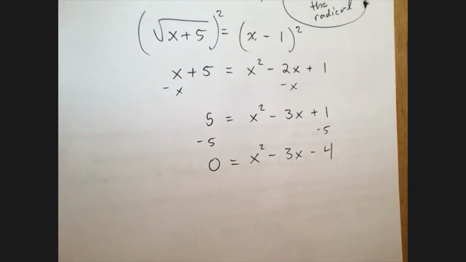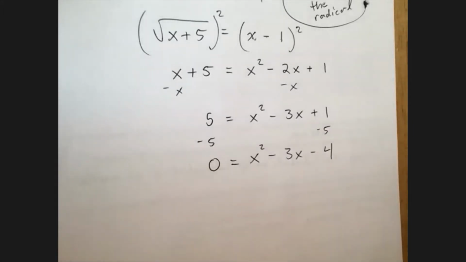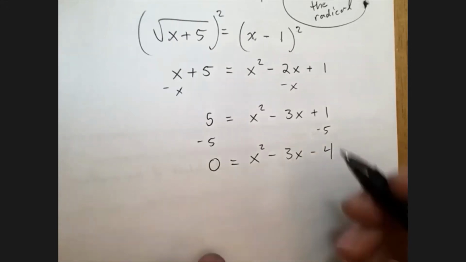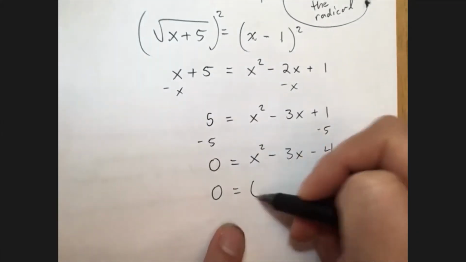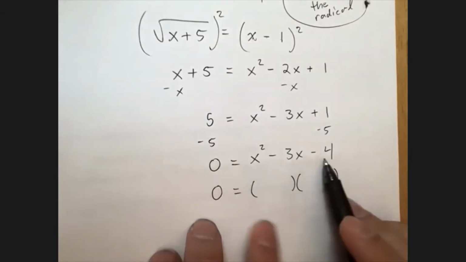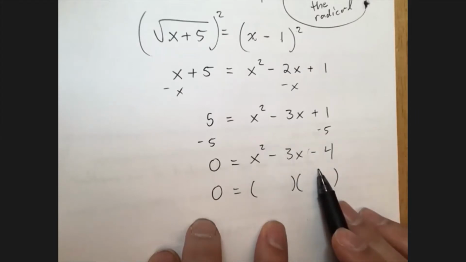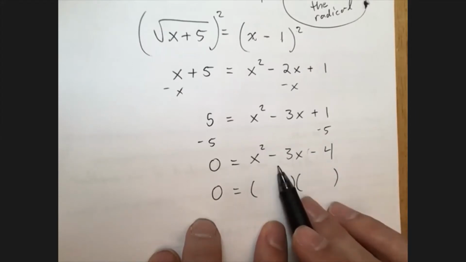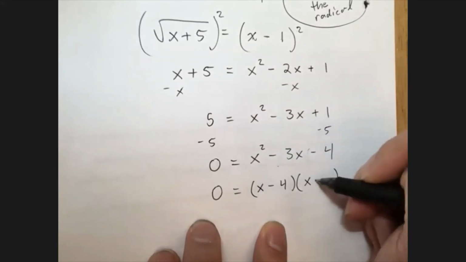That was our goal. And now we said that once we get the polynomial equal to 0, we want to factor it. That's using that zero product property. Because if the product of two things is 0, then one of those two things must be 0. That's how we're going to solve this. So we write this as a product, and that means factor. So we're looking for two factors of -4 that add to -3. Right? Well, that would be -4 and +1.